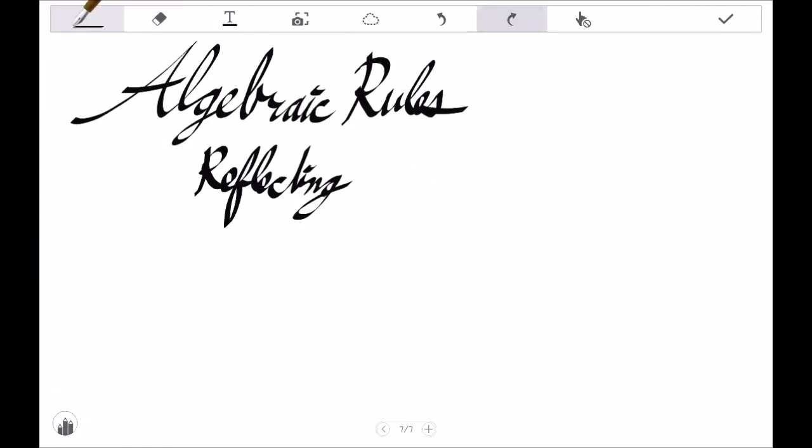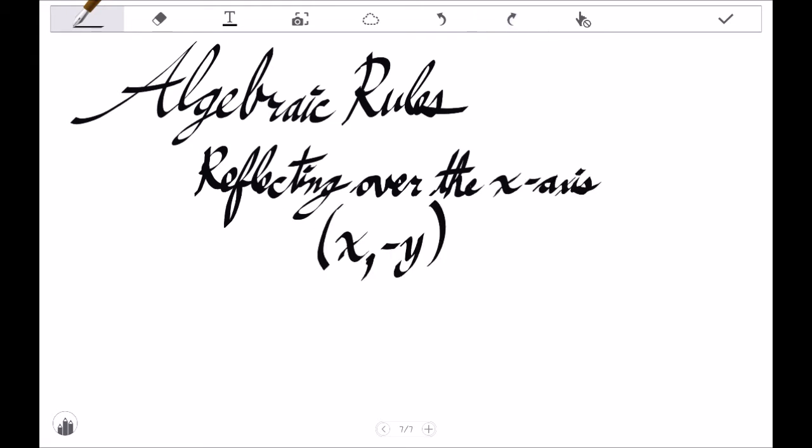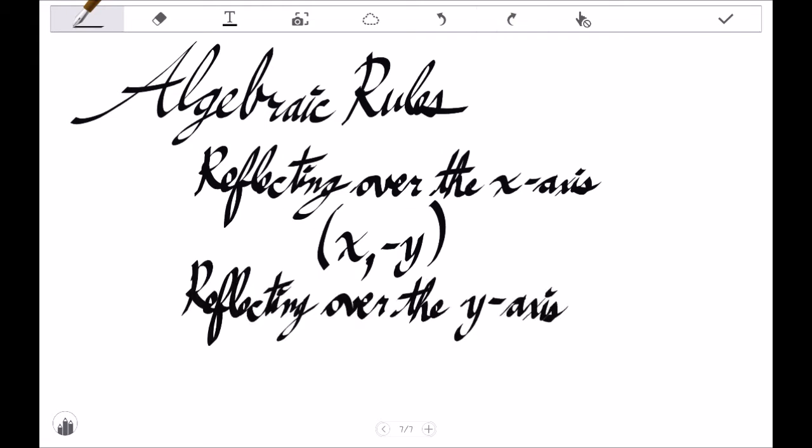Algebraic rules of reflections. When reflecting over the x-axis, let the x remain as is and change the sign of the y. When reflecting over the y-axis, let the y remain as is and change the sign of the x.